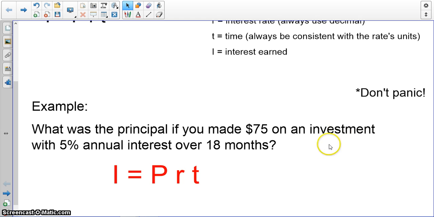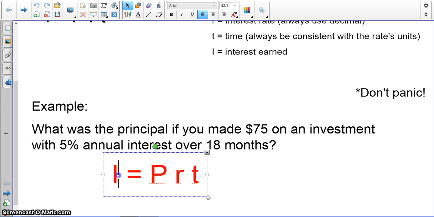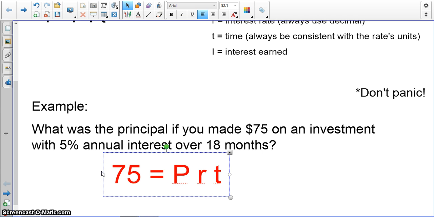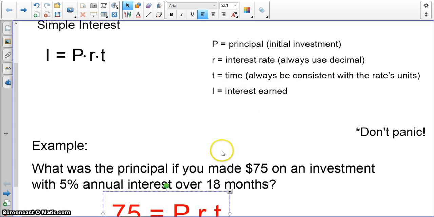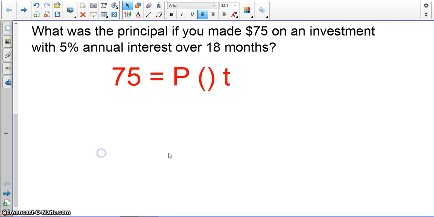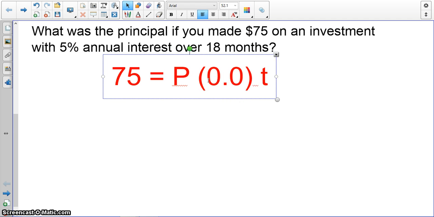Okay, and I made $75 on the investment, so the interest earned is $75. So I'm actually going to replace everything here as we go. 75. On an investment with a 5% annual interest, so that's the interest rate. So it's 5% annual interest, which is 0.05. With percents, remember what you have to do. You have to move the decimal point once, twice. So it's 0.05.